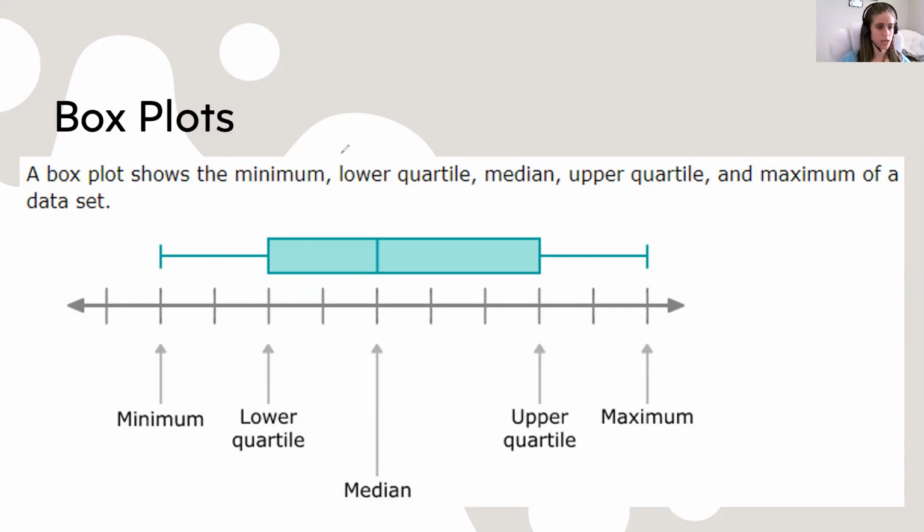The whiskers tell us both our minimum and then our maximum values. Then the box itself, the left side of the box gives us the lower quartile. Right side of the box is our upper quartile. And then the center line in our box is our median. And remember that median is the middle number of a given data set.